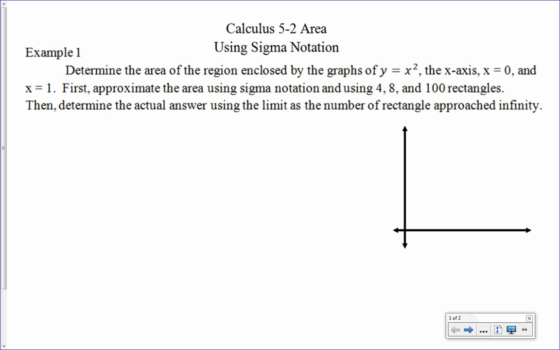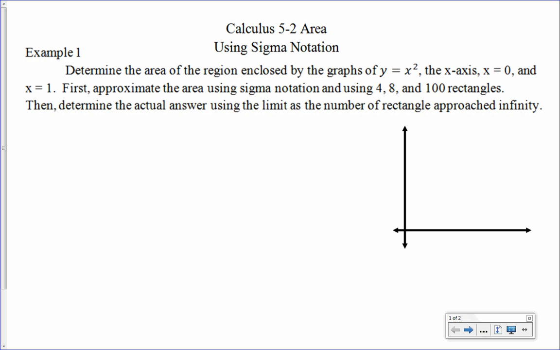So we're going to determine the area of the region enclosed by the graphs of y equals x squared, the x-axis, x equals 0, and x equals 1. So that's a lot of information thrown at you right away. So probably best to get some of that written in there, because we know what y equals x squared is. That's a parabola that opens up, right? It goes through 0, 0, 1, 1, and various other points.